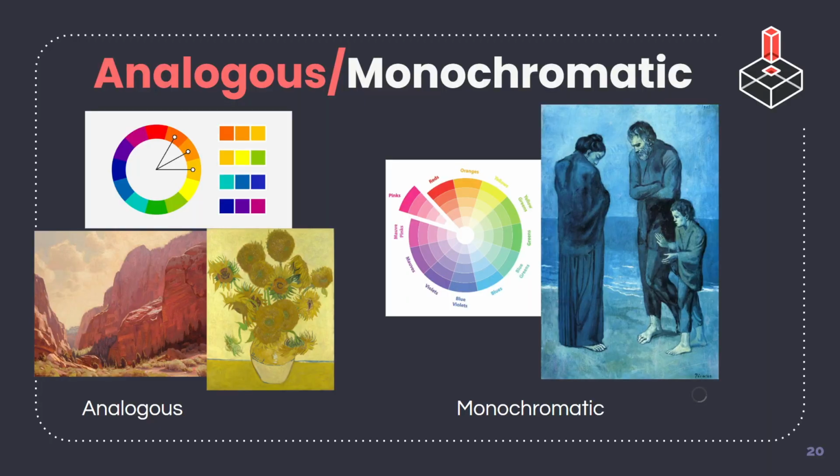Moving on, we now have analogous and monochromatic colors. So analogous colors are just those ones that are right next to each other on a color wheel. And monochromatic is the ones that are different ranges of one color on a color wheel. So when you see analogous colors, you might have yellows and greens next to each other, reds and oranges, that type of thing. And then monochromatic is just going to be all of those ranges of a color.